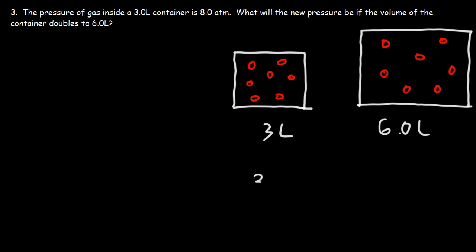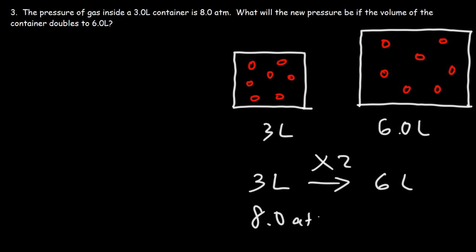So right now, we've increased the volume by a factor of 2. So the pressure will decrease by a factor of 2. So if we divide 8 by 2, we should get the new pressure, which will be 4. Now, we can confirm this with an equation.